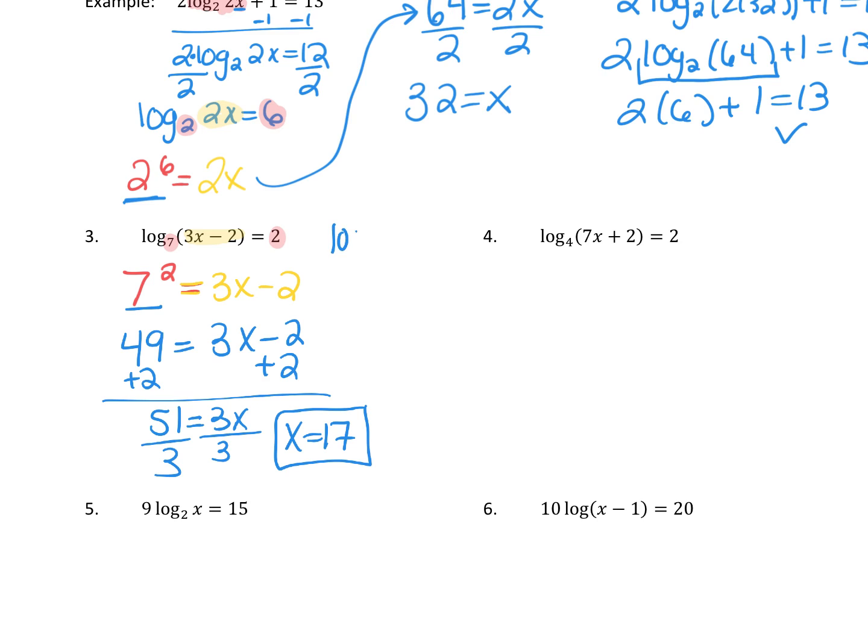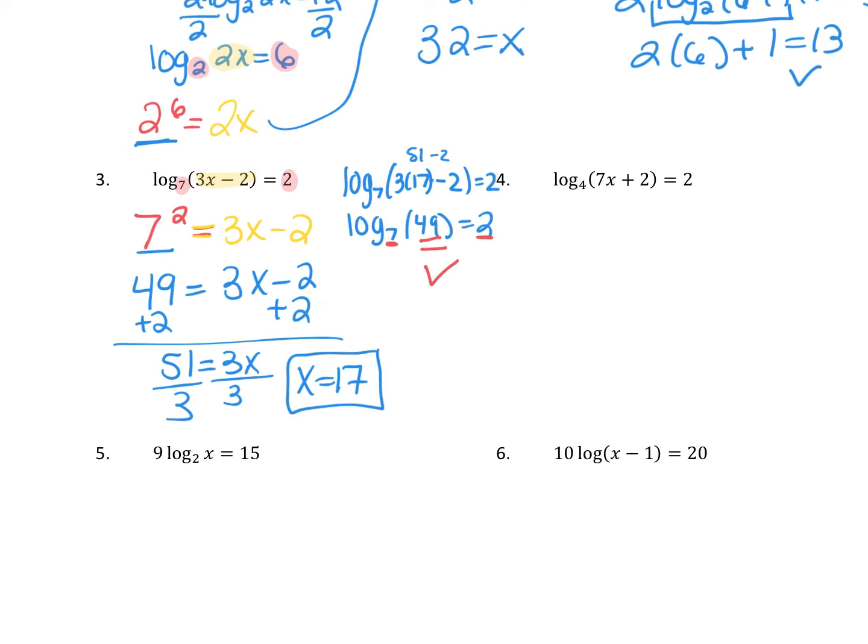So now to check this, I'm going to have log base 7 of 3 times 17 minus 2, and that should equal 2. So I end up with log base 7 of, well, this is 51 minus 2, so log base 7 of 49. And should it equal 2? So the way to check this is, is 7 to the 2nd power 49? Yeah, that's true. So log base 7 of 49 does equal 2.